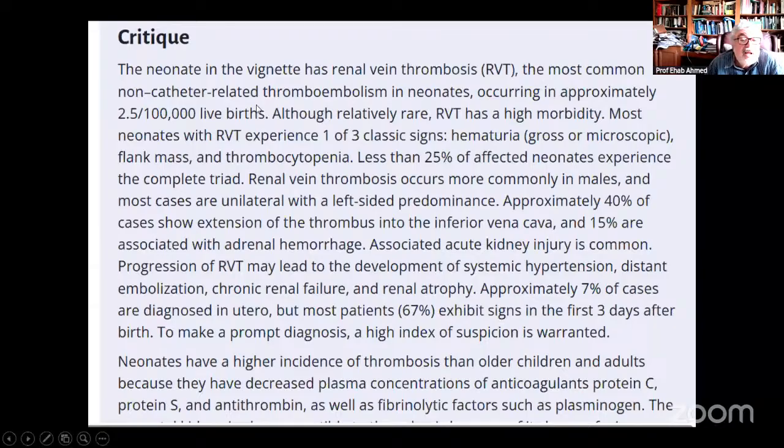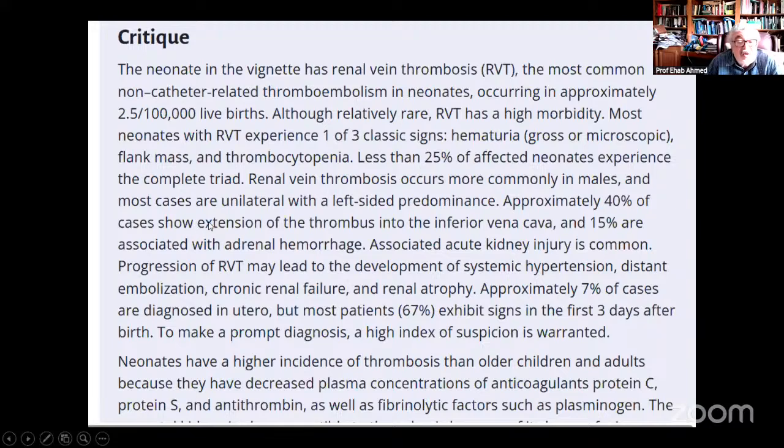It is the most common non-catheter related thromboembolism in neonates. So if you rule out the catheter causes, it is the most common thromboembolism in the neonate. It occurs in approximately 2.5 per 10,000. Although relatively rare, renal vein thrombosis has a high morbidity. Most neonates experience one of three classic signs: hematuria, gross or microscopic, flank mass, and thrombocytopenia. Less than 25% of affected neonates experience the complete triad. Renal vein thrombosis occurs more commonly in males, most cases unilateral, with a left-sided predominance. We don't know why.